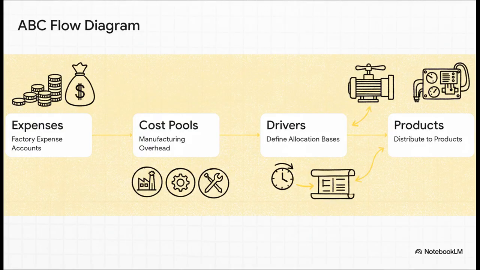To fix this mess, Wilkerson has to map out a completely new flow. They need to move expenses into specific cost pools, define precise drivers like machine hours or engineering setups, and then distribute them accurately. This is absolutely vital because while the standard valves and pumps are highly automated, those custom flow controllers demand a massive amount of specialized engineering and setup time.